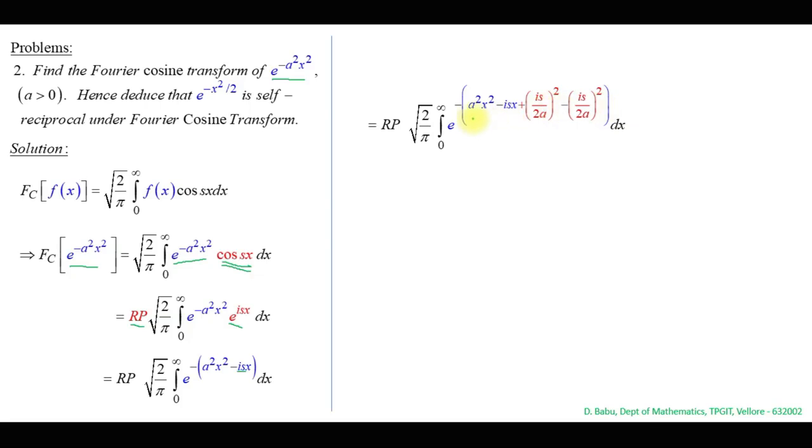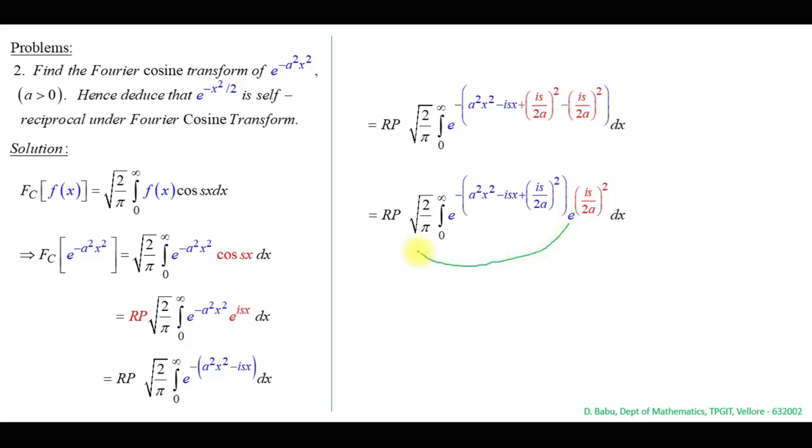Okay. Next, minus into minus, what? Plus. So, e^((is by 2a) whole square) into dx. With respect to dx, this is constant because there is no x term, so we take it outside. And this can be written using the (a minus b) whole square formula. This is ax minus, last term is by 2a. Therefore, this can be written as (ax minus is by 2a) in the whole square.